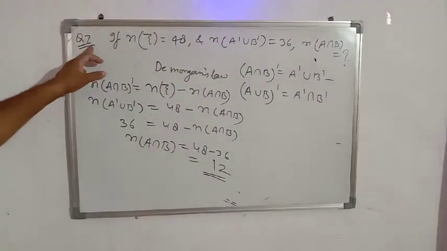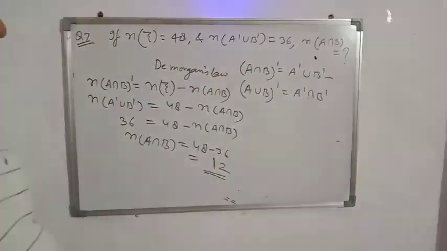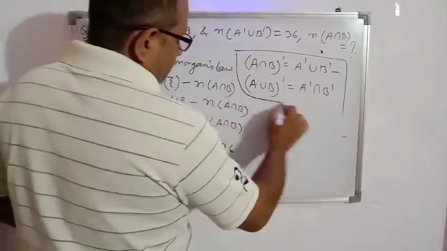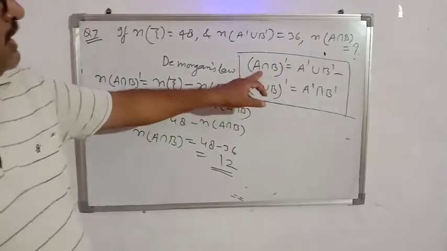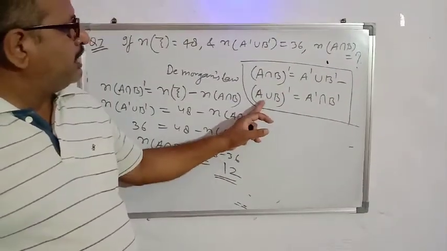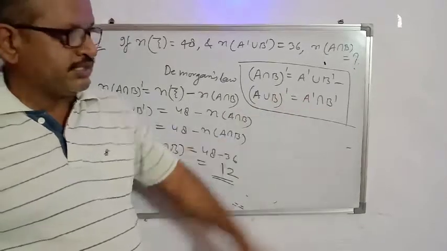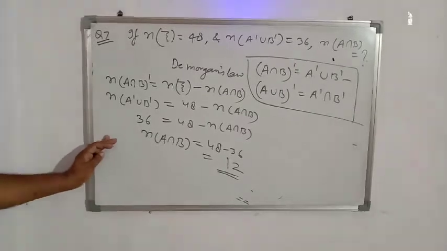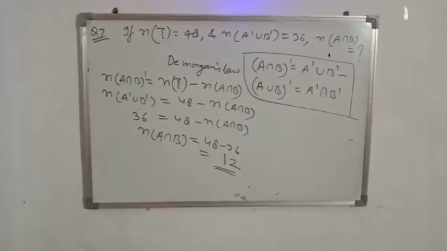So in this problem we have to apply De Morgan's law. These two relations are called De Morgan's law: (A intersection B) complement is A dash union B dash, and (A union B) complement is A dash intersection B dash. So this was question number 7. Now we will see question number 10.